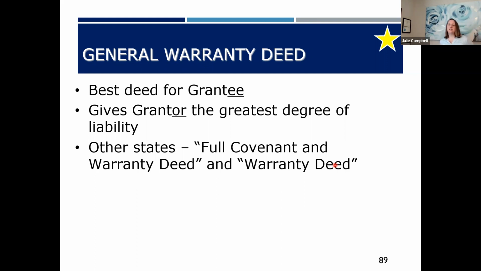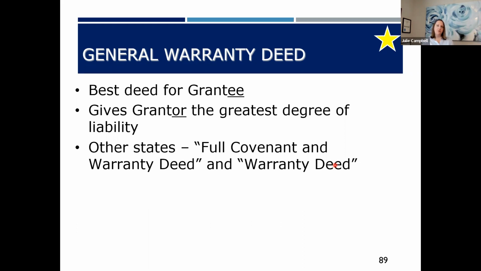The general warranty deed offers the most protection for the grantee. Who's the grantee? The receiving party, the buyer, the person receiving the deed. So the general warranty deed offers the most protection for the buyer, because it gives the grantor the greatest degree of liability. It makes the grantor legally bound to certain covenants or warranties that we'll look at.